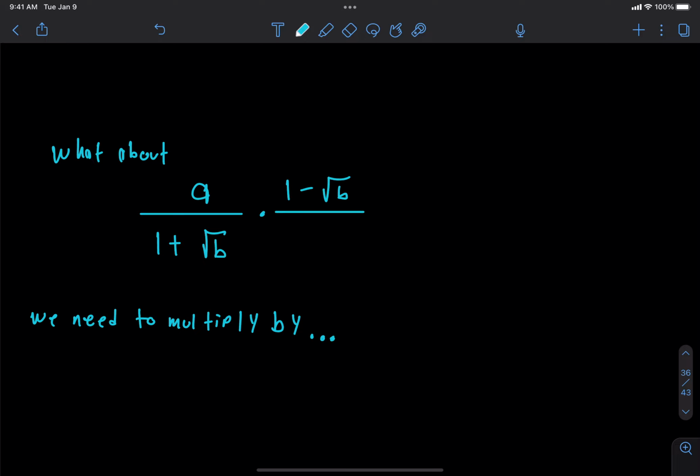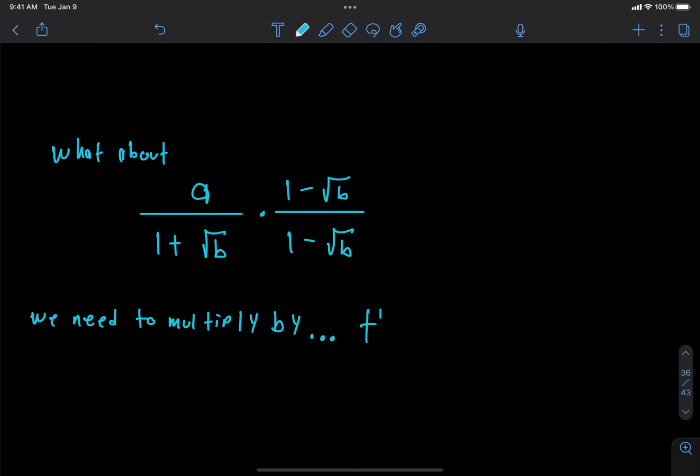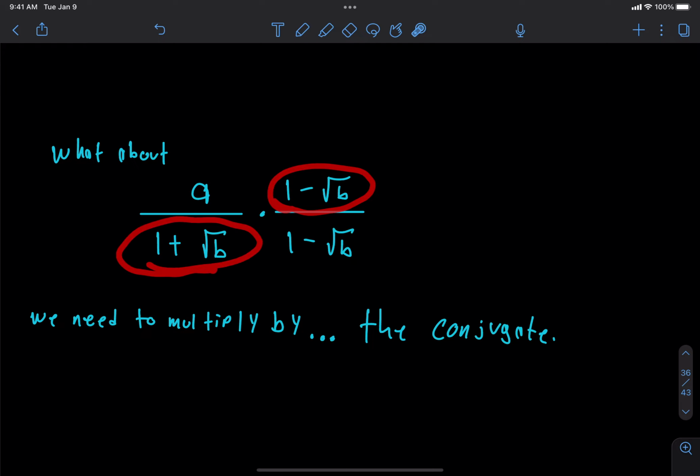Does anybody know the fancy math word for that? 1 minus the square root of b has a special relationship with the expression 1 plus the square root of b. They are called, I think I heard it, conjugates. They are conjugates. So we say we multiply by the conjugate. Or we call 1 minus square root b and 1 plus square root b conjugate pairs.